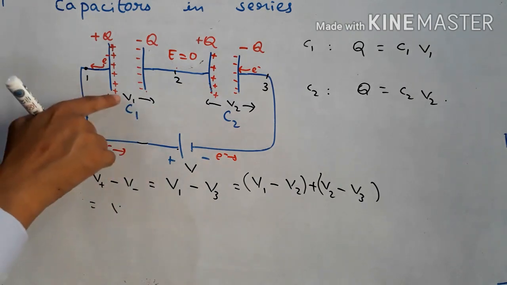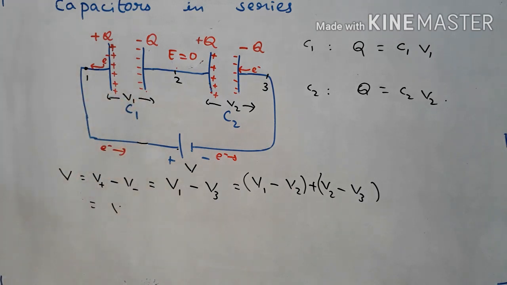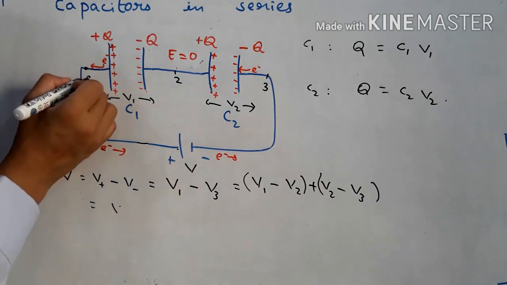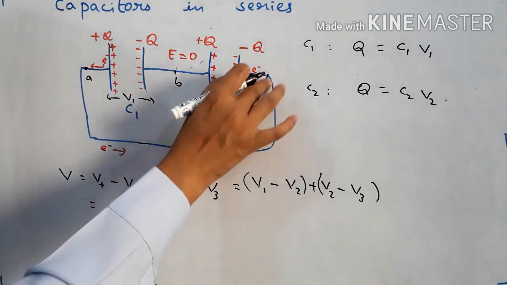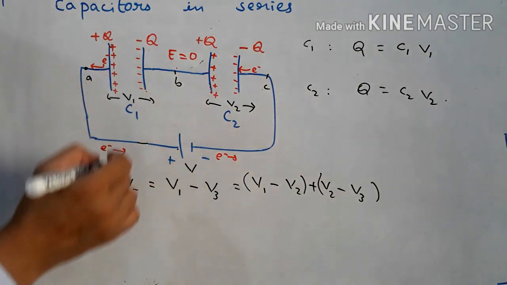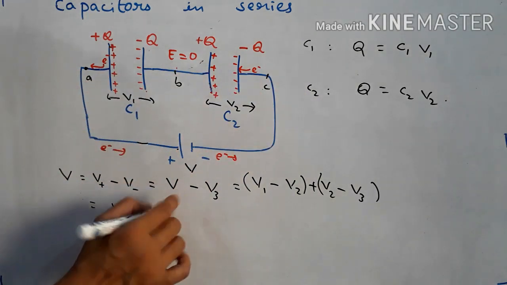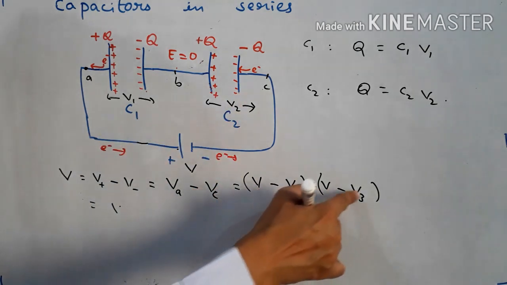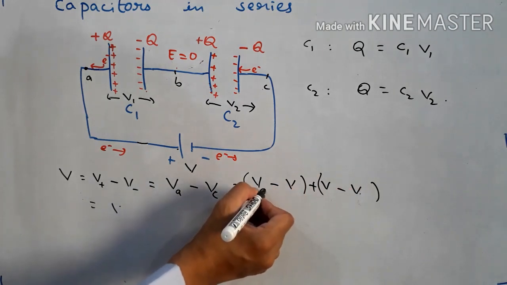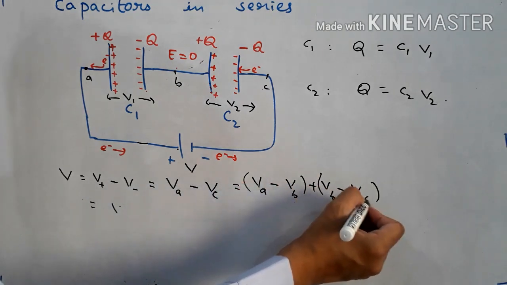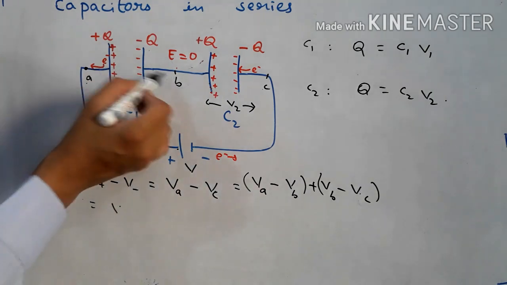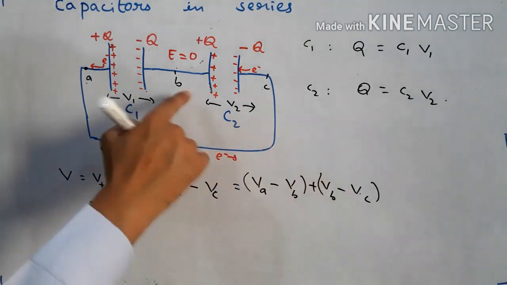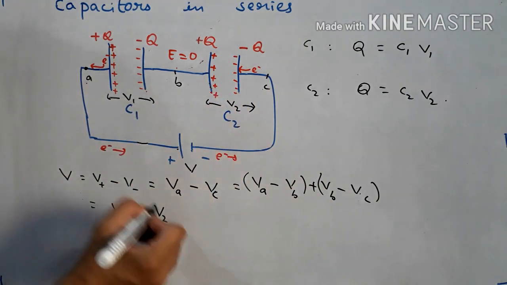Oh, sorry. I should change the terminologies a bit. I should not have used points 1, 2, 3. Let me call them as points A, B and C. I already have used V1 as separate symbol. So instead of 1, I will write it as A. Instead of 3, I will write it as C. Just a matter of choice of symbols. So VA minus VB and VB minus VC. Now you see, VA minus VB is nothing but this potential difference, which we will write as V1. And VB minus VC is this potential difference, which we write as V2.